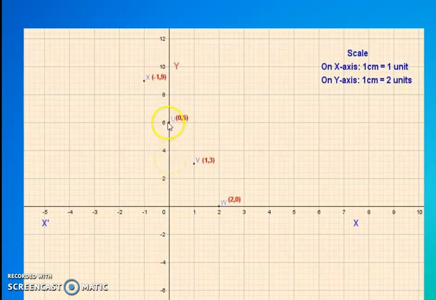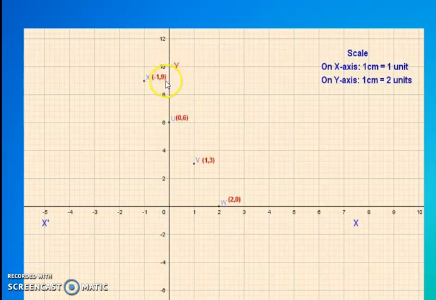So (0, 6) is right here, and then we have (1, 3) as our next point, and (2, 0). Observe, children, when y is 0 the point will be on the x-axis. Now the last one, for which we have taken x as -1, is (-1, 9). You just observe here we have taken 2 centimeters as 1 centimeter, which is equal to 2 units. So here 8 and here 10.